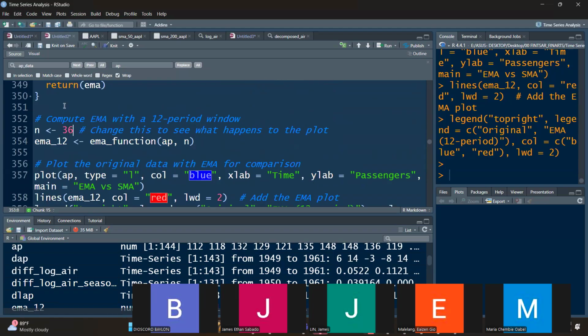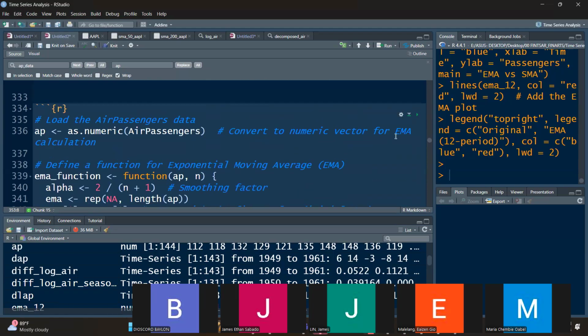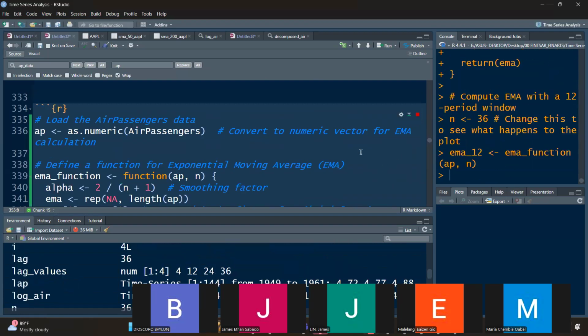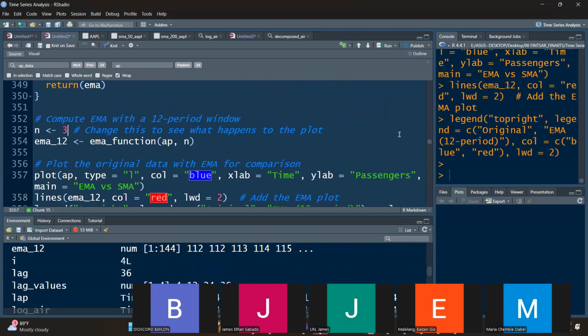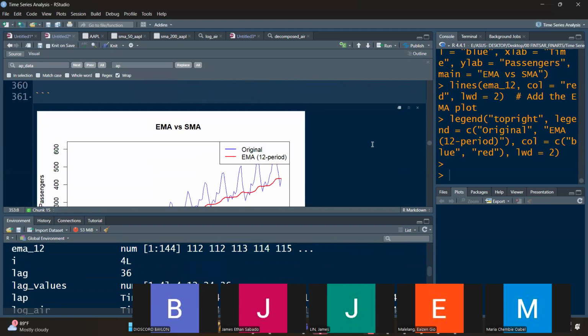If I have here 36, so that's 36 months, you can see that it's actually quite smooth.